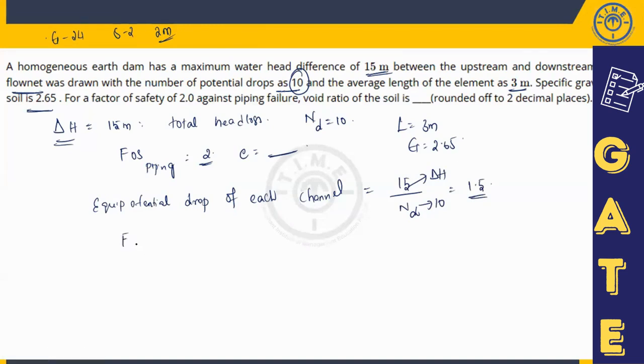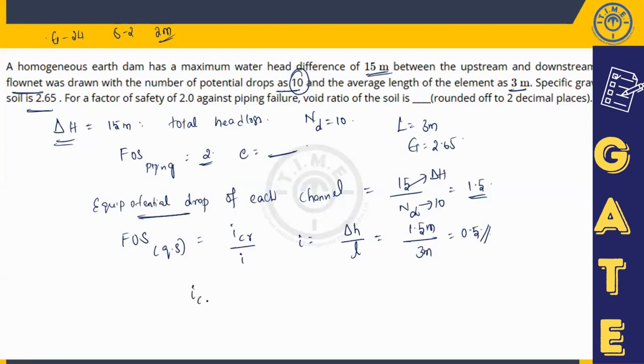Factor of safety against piping, that is nothing but quicksand condition, is given by the formula i critical upon i. i is hydraulic gradient, del H upon L, head loss per unit length. Head loss is nothing but equipotential drop per channel. 1.5 meter per length 3 meter. That is i is equal to 0.5.